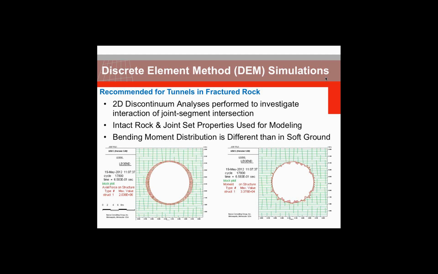Another very important method of analysis is discrete element method, DEM simulation. These are usually recommended for tunnels in fractured rock, and the reason is that 2D discontinuum analysis has to be performed for investigation of interaction of the joint sets of intersection. Usually intact rock and joint set properties are used for such DEM modeling, and as you can see on the right side, that's a graph for the bending moment developed in the segmental lining system. Bending moment distribution is completely different than in the soft ground.